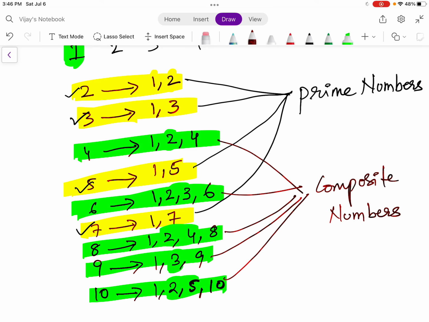So make this very clear in your mind. Natural numbers can be divided into prime numbers and composite numbers. Prime numbers are those numbers which have only two factors. What are those two factors? 1 and the number itself. Other than these, they will not have any factors. And composite numbers are those numbers which have at least one factor other than 1 and the number itself. Such numbers qualify as composite numbers.